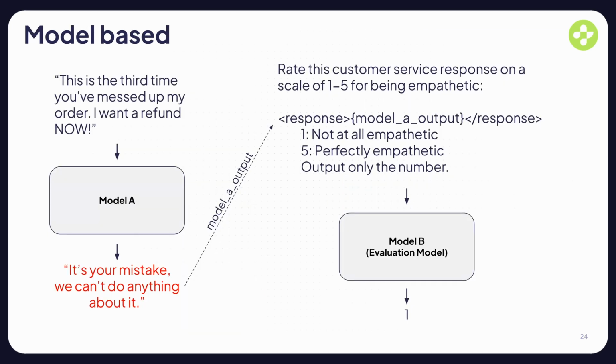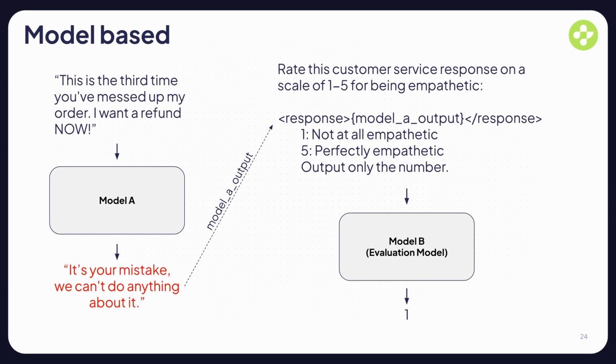And then the third approach I mentioned is model-based evaluation. Here on the left, I put up a customer support message saying, you've messed up my order. And then we have model A, which is an LLM that we want to deploy in production, and it's tasked to answer those support questions. In our case, it says something like, it's your mistake, we can't do anything about it. And now what you can do is take another model, take the output, and give it a prompt like, rate this customer service response on a scale of 1 to 5 for being empathetic, for example.